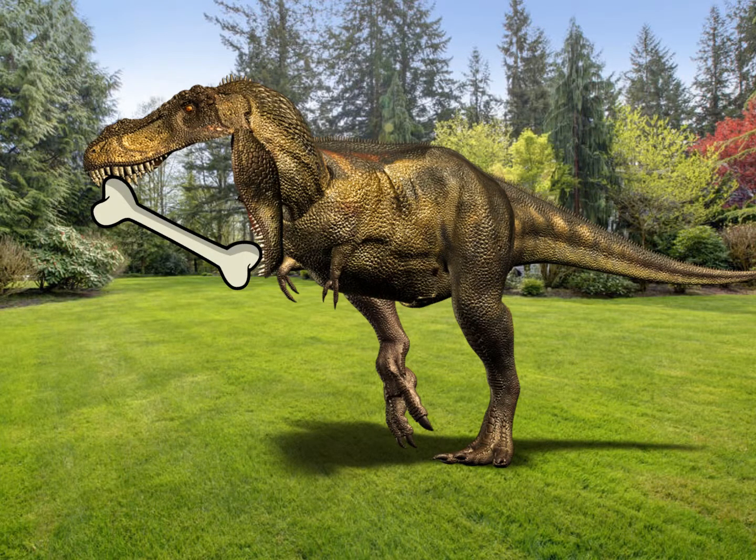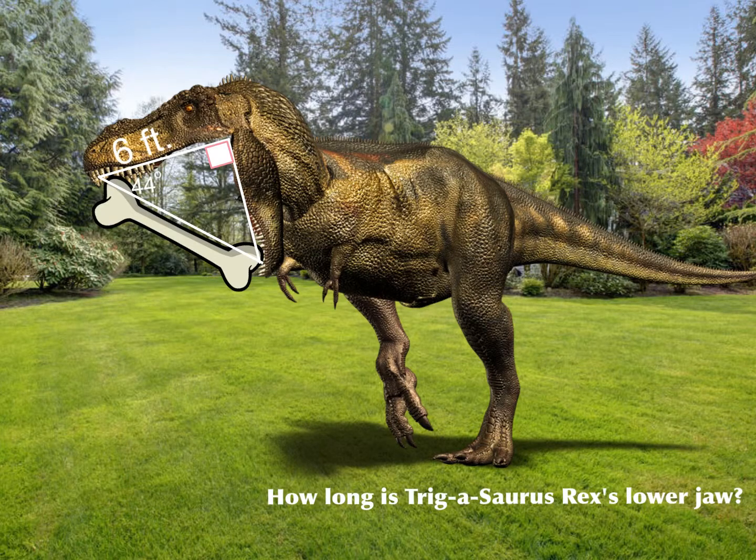This time, Trig-a-Saurus really wants a big bone. So here, he's opening his jaws super wide at a 90-degree angle. This time, the reference angle is at the top, where the bone meets his front tooth at about 44 degrees. So, we're trying to figure out how long his lower jaw is.